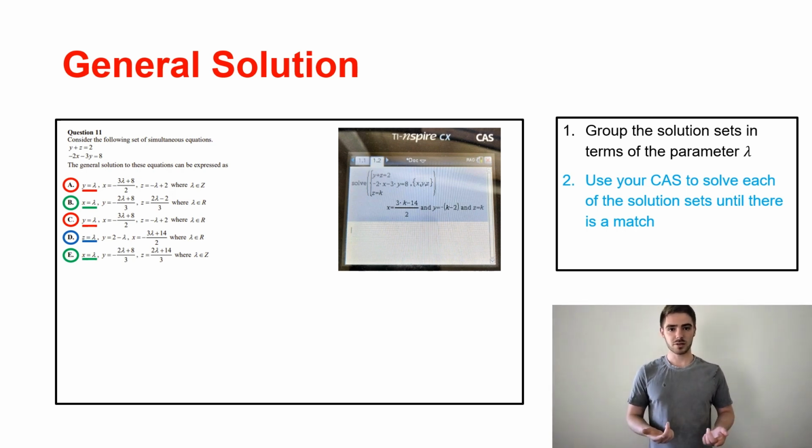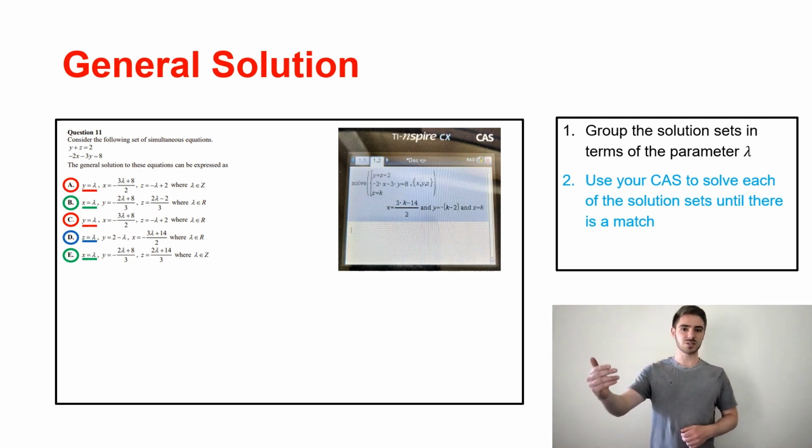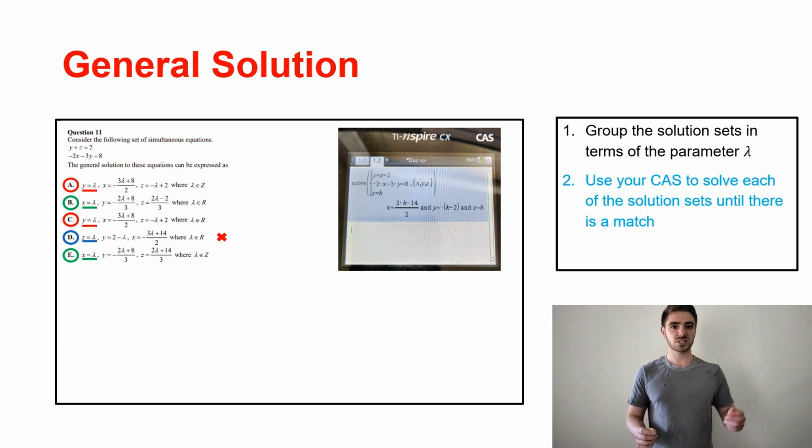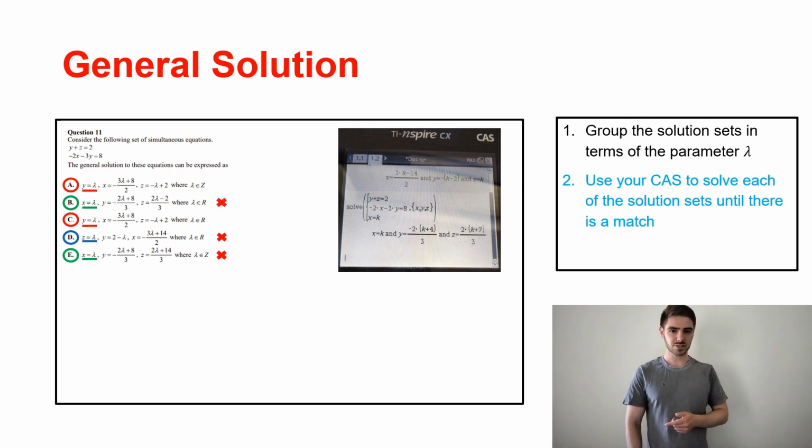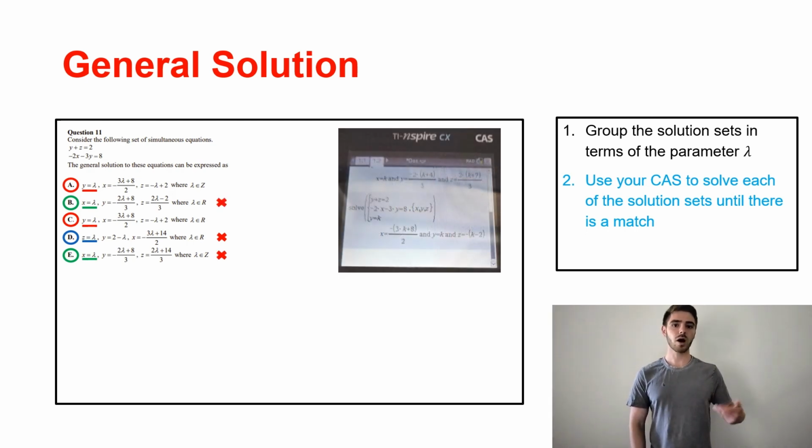All you have to do from here is compare that against the multi-choice answers. If you get a match, great. In this case we don't, so we're going to test the next bucket of solutions. So this time we're going to try x equals k. Again, we're going to find that the solutions don't match, so we're going to finally try y equals k.